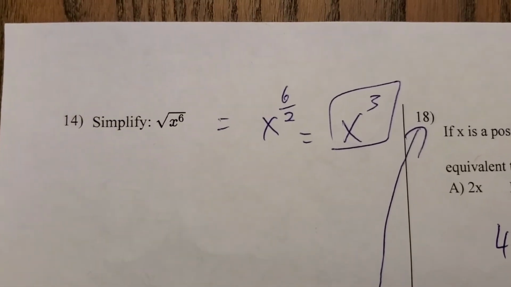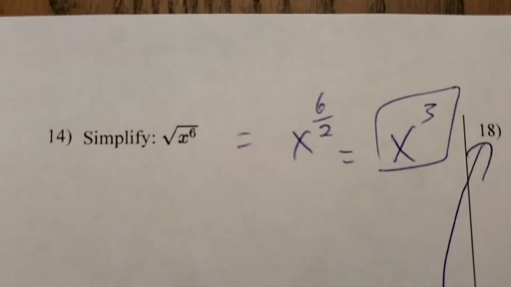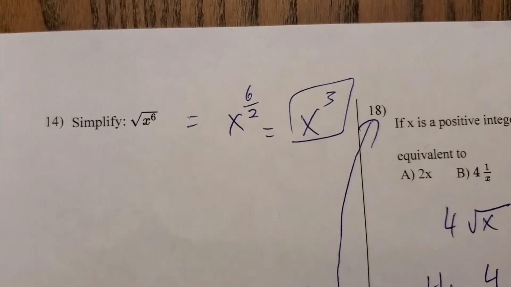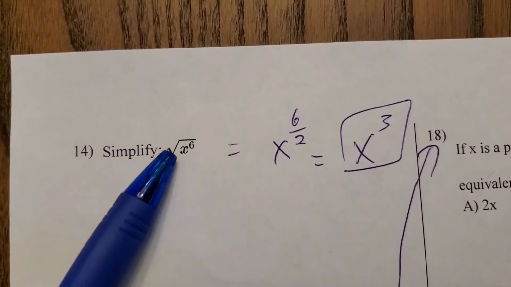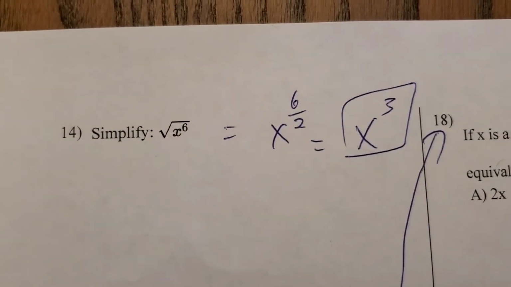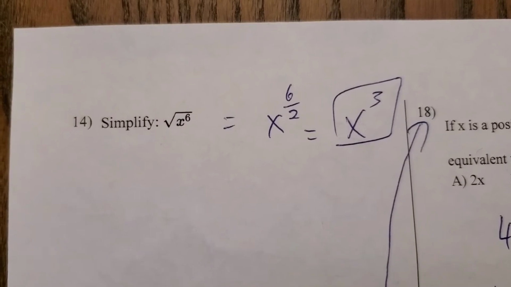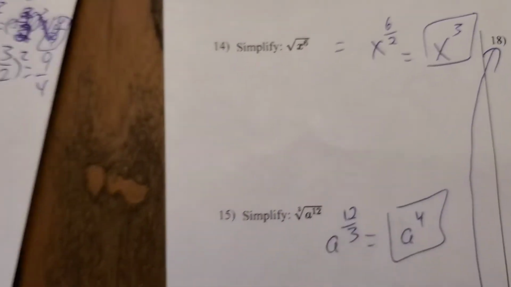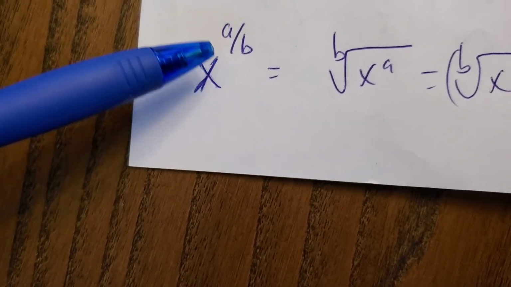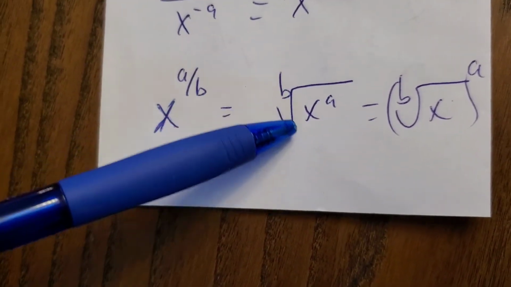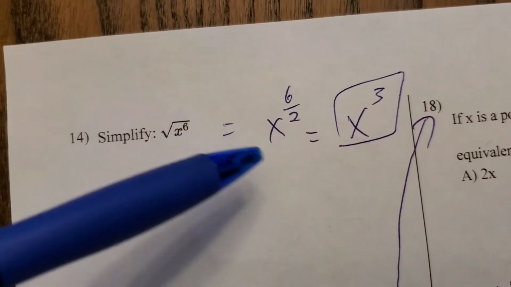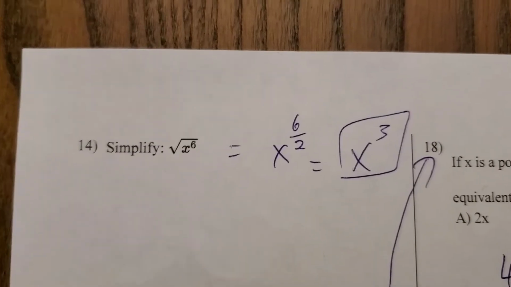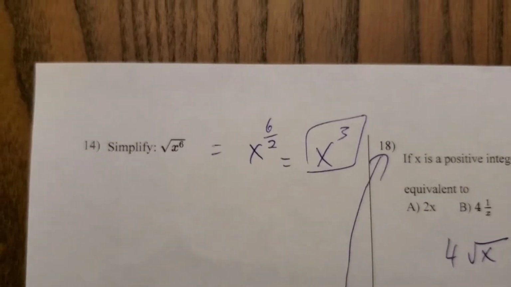For number 14, we have the square root of x to the 6th power. Remember, anytime you have a radical with a blank index, it's really 2. It's not 1, it's 2. So we have x to the power of 6 over 2 because of our fractional exponent rule, which is x to the a over b equals the bth root of x to the a. So the 6 becomes the numerator, and that index of 2 becomes the denominator, and 6 divided by 2 is 3, so it's x cubed.